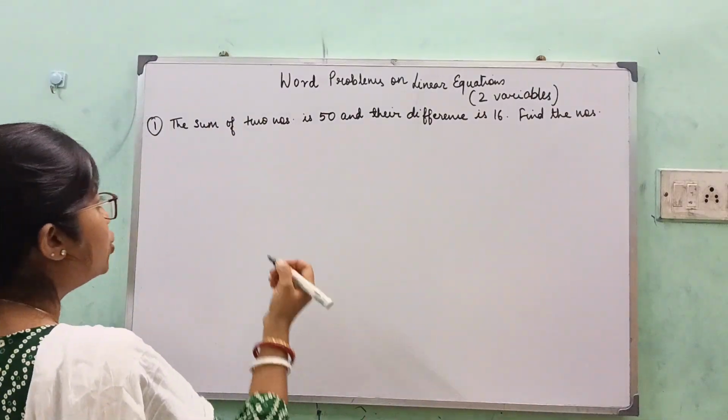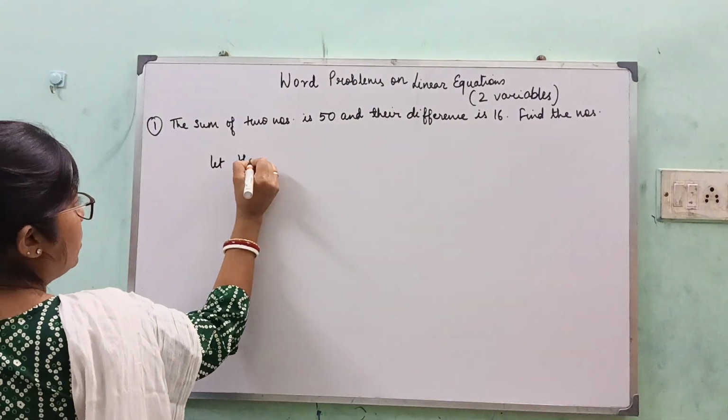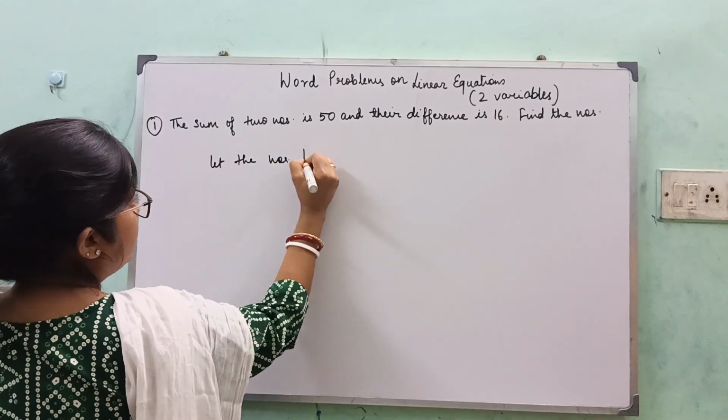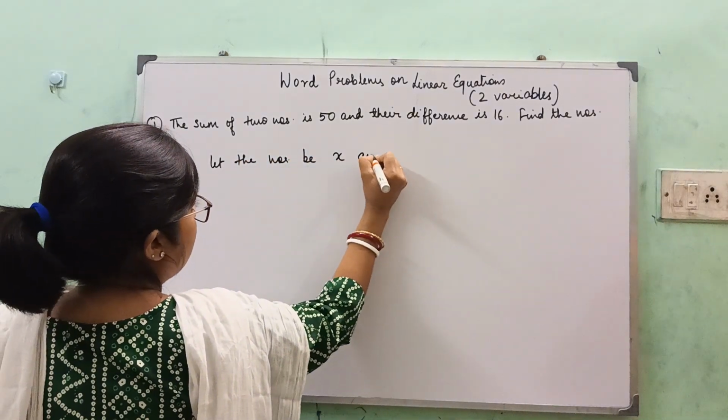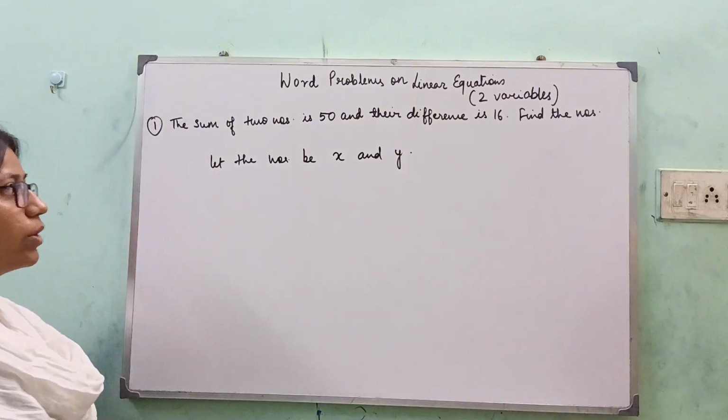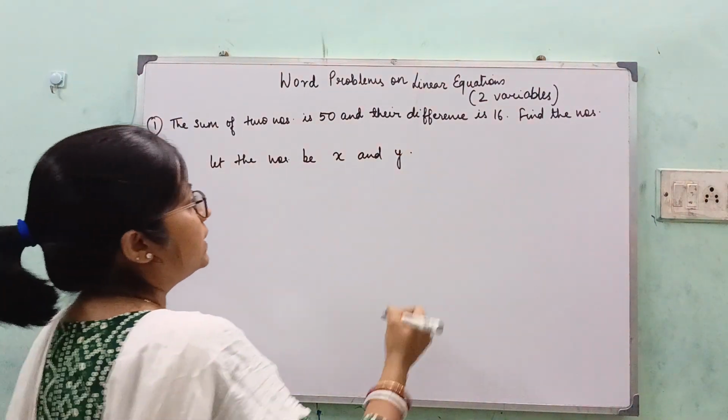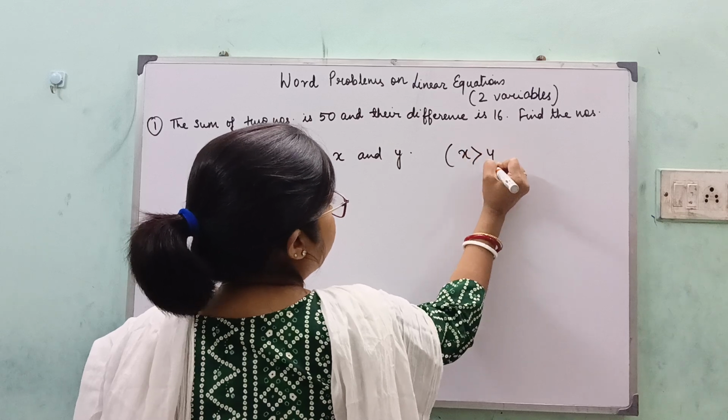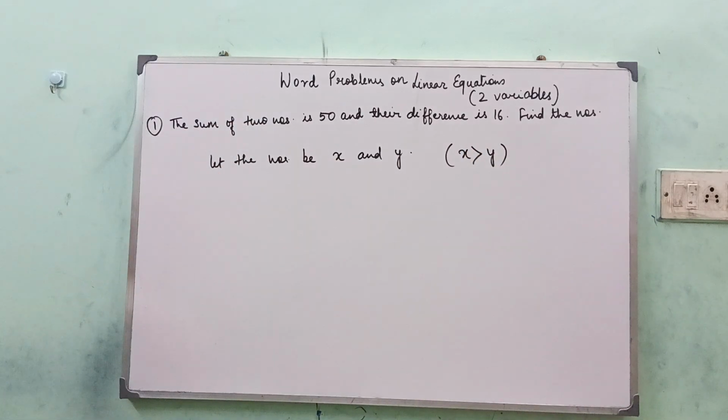So what we can do, we can assume, let the numbers be x and y. Okay, we have assumed the numbers as x and y, where we can suppose that x is more than y, means the greater number we have considered to be x.